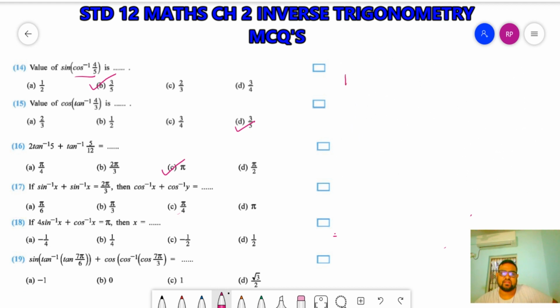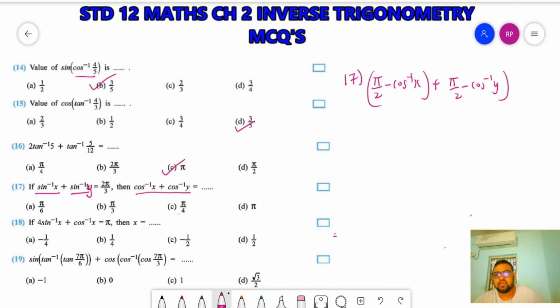For question 17, it is sine inverse x plus sine inverse y equal to 2 pi by 3. Instead of sine inverse x, I can write pi by 2 minus cos inverse x, because I need to find the answer in terms of cos inverse x and cos inverse y. There is a mistake in the question, it's sine inverse y. So sine inverse x is pi by 2 minus cos inverse x, plus sine inverse y, which is pi by 2 minus cos inverse y, and that is equal to 2 pi by 3.